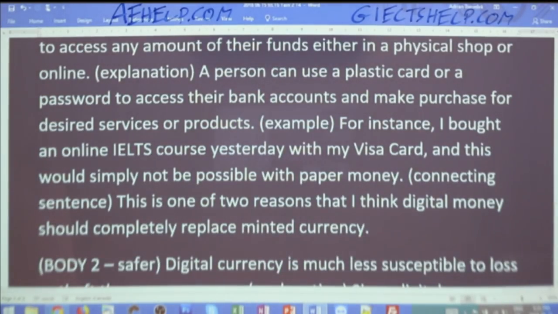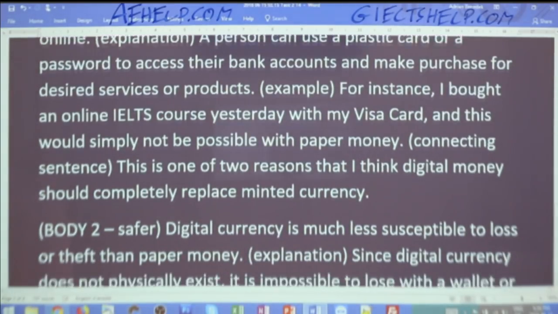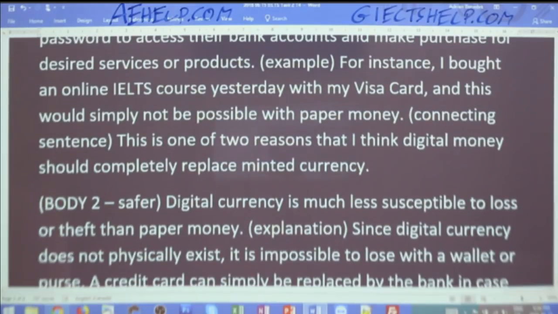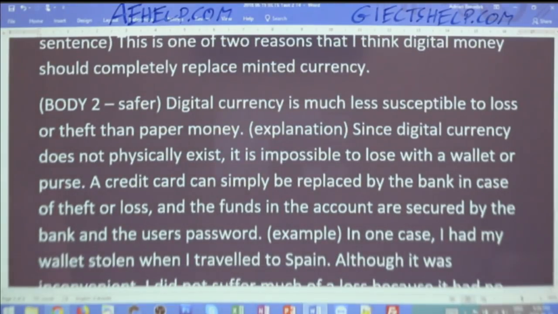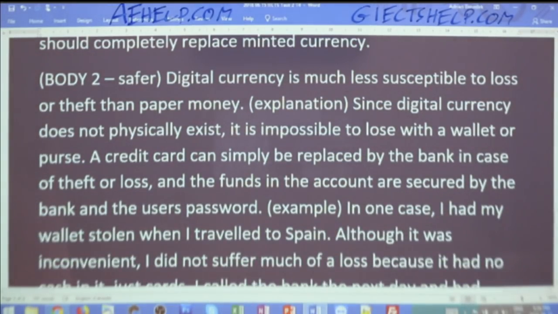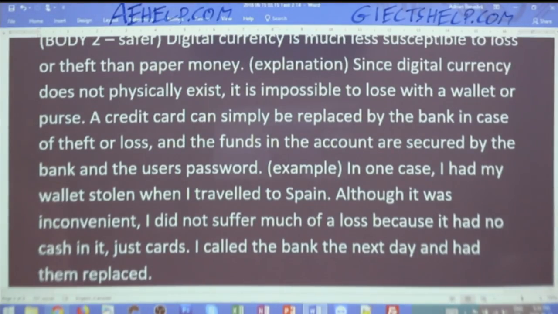For instance, I bought an online IELTS course yesterday with my Visa card, and this would simply not be possible with paper money. This is one of two reasons that I think digital money should completely replace minted currency. Digital currency is much less susceptible to loss or theft than paper money. Since digital currency does not physically exist, it is impossible to lose with a wallet or purse.